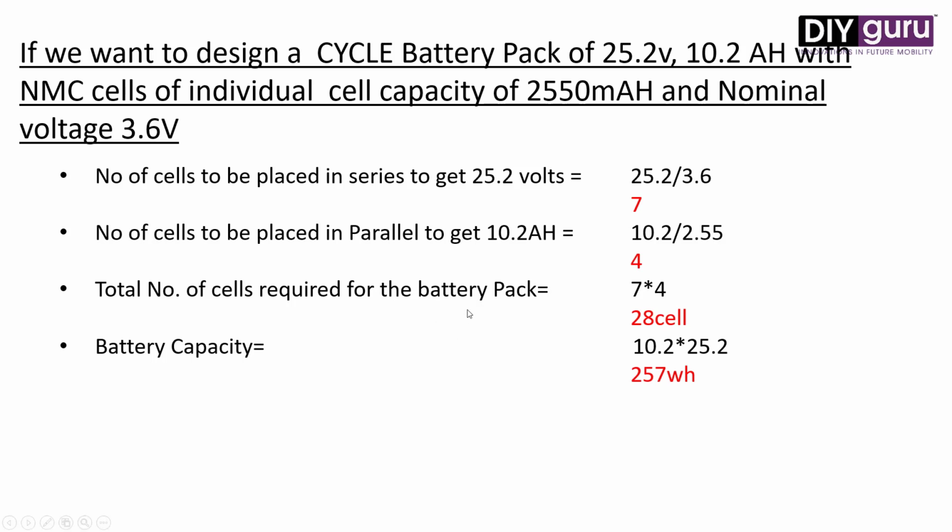If we talk about the total capacity of the battery pack, it would be Ah multiplied by the voltage, which is 10.2 into 25.2. So it is 257 watt hour is the battery capacity.